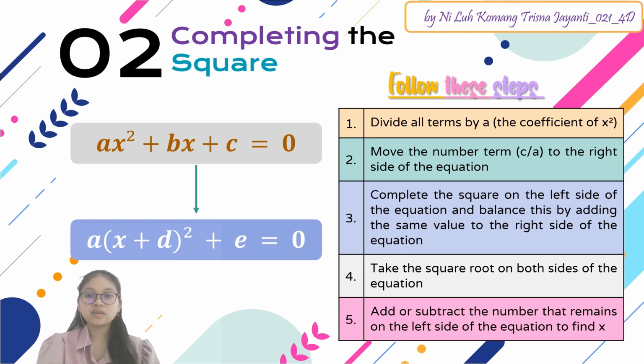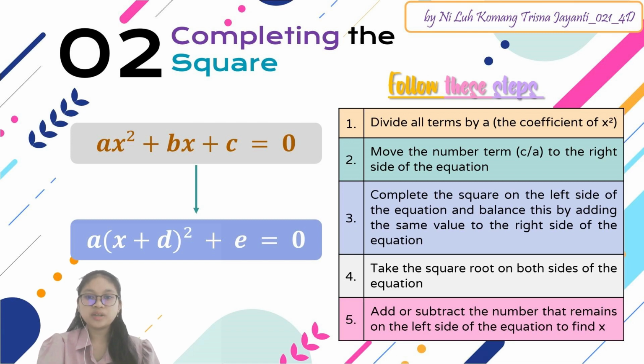First, divide all terms by a, the coefficient of x squared. In this step, we divide each term in the quadratic equation by the coefficient a to bring the equation into the form of x squared plus b over a times x plus c over a equals 0. This is done to ensure that the coefficient of x squared is 1.